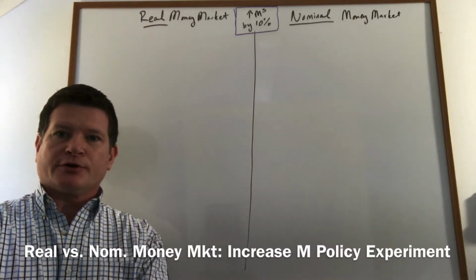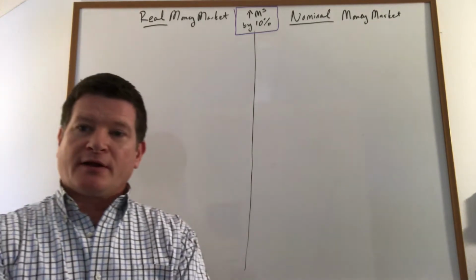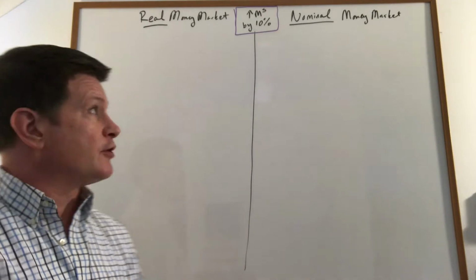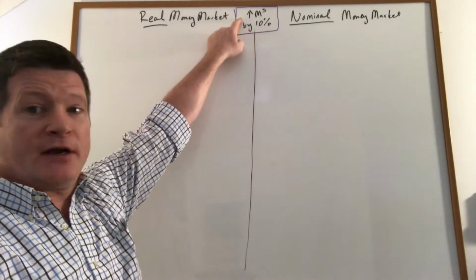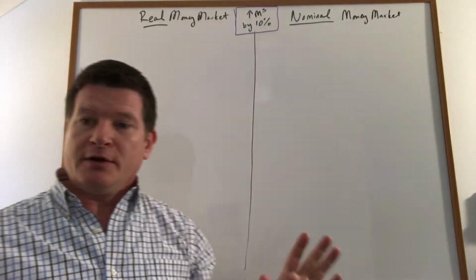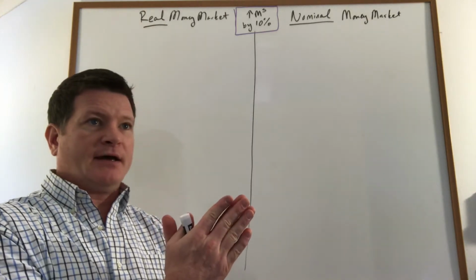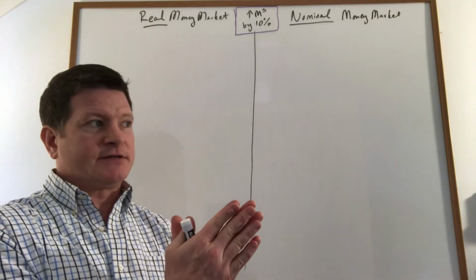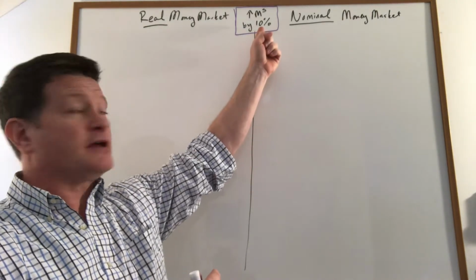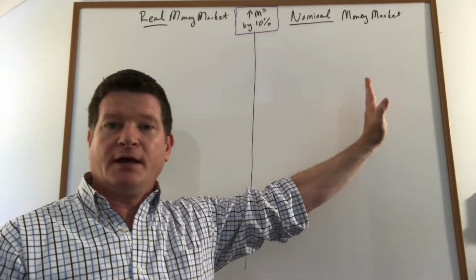This next video shows you how to do one of our most common policy experiments in both the real and the nominal money markets. So, as always, we're going to assume prices are slow to adjust, and we're going to look at an increase in the nominal stock of money by 10%. Now we know in the short run this will increase the money supply and prices won't yet move because they're slow to adjust. But in the long run, the entire 10% change in the money supply will feed over into a 10% higher price level.